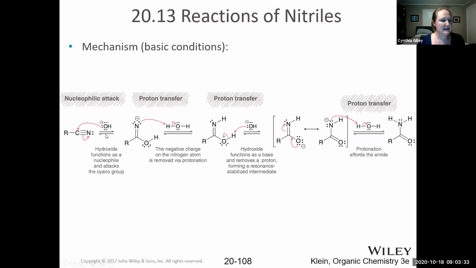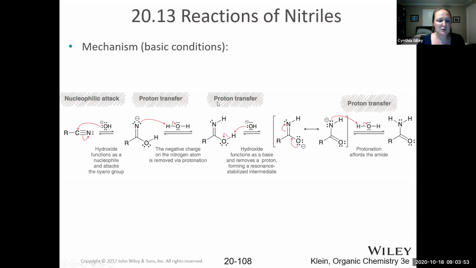Let's look at the mechanism. When you're using hydroxide as a nucleophile, you can do a direct nucleophilic attack. That gives us this intermediate with a negative charge, which is very consistent with basic conditions. A nitrogen with a negative charge is very basic, so it should be able to pick up a proton from water.